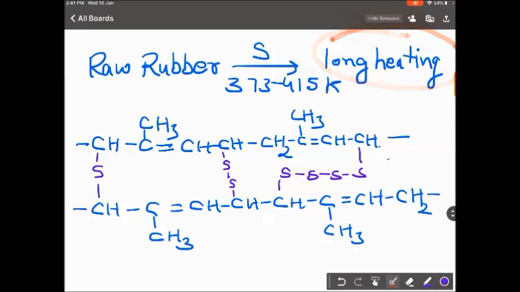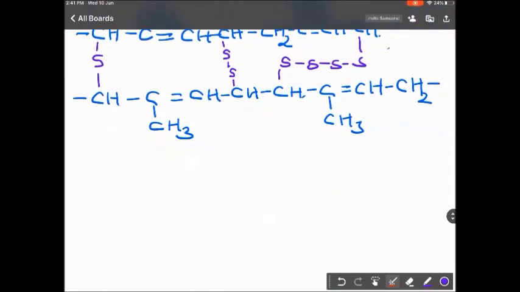Then, for that, new substances were used later, which were called promoters or activators, which will activate the vulcanization. So here we will discuss two activators.